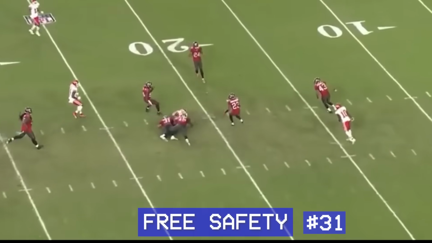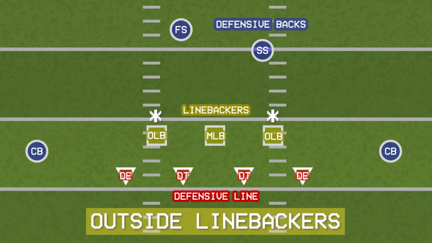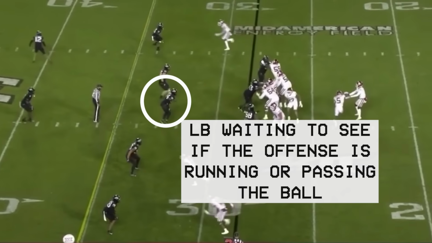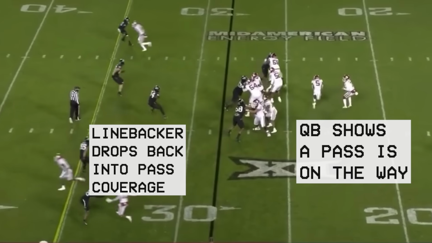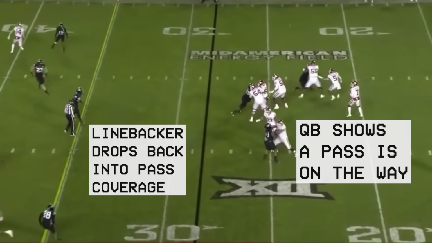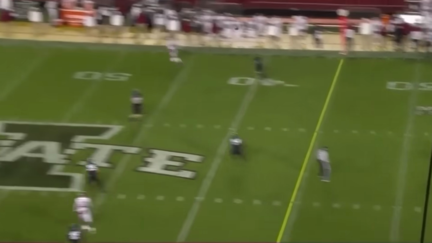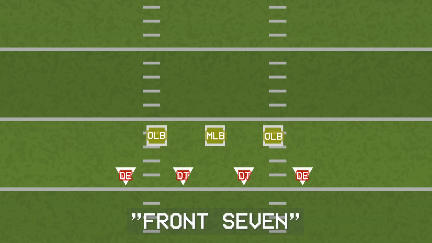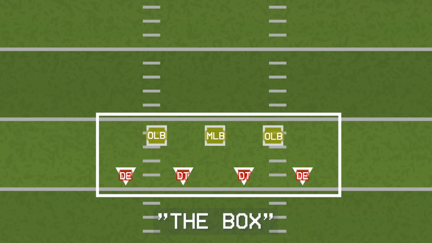And then with the linebackers, you can divide them into the outside linebackers and the middle linebackers. And again, the role of each linebacker will change from play to play based on the defensive scheme and the skill set of the individual linebacker. Because most teams' base defense has some combination of 7 linebackers and linemen, the linebackers and linemen are generally referred to together as the front 7. And the area on the field that they inhabit is called the box.